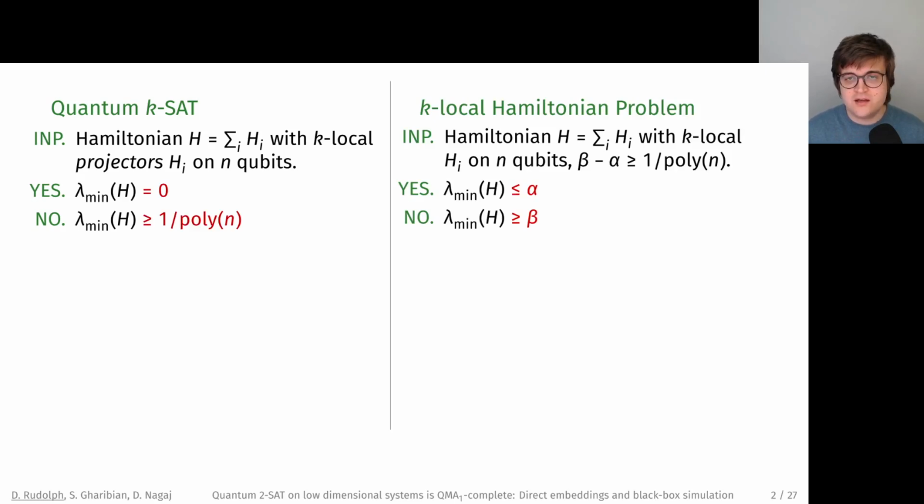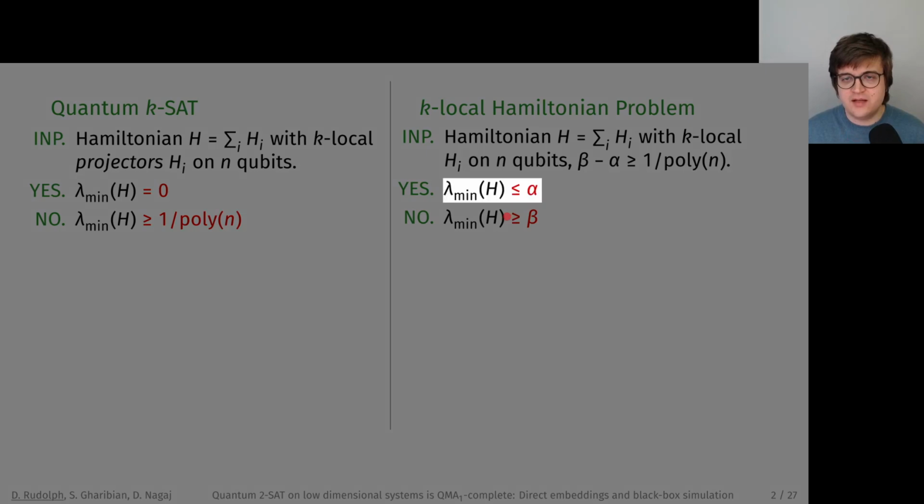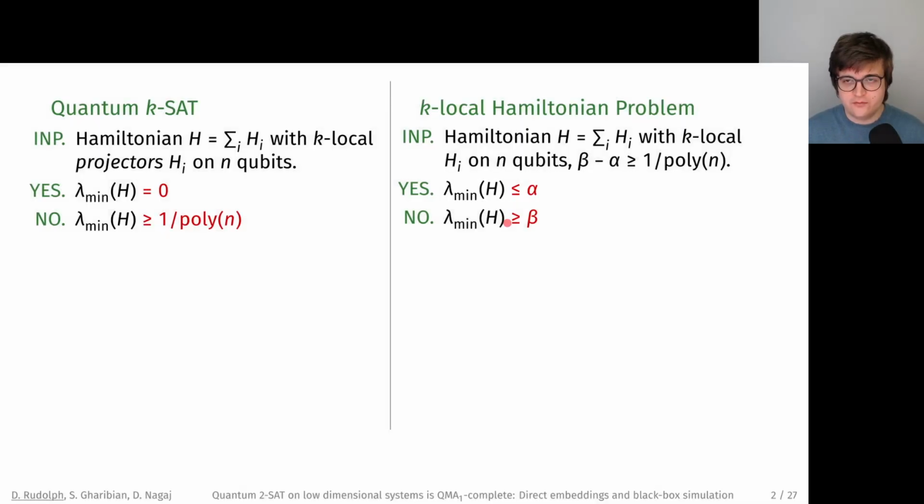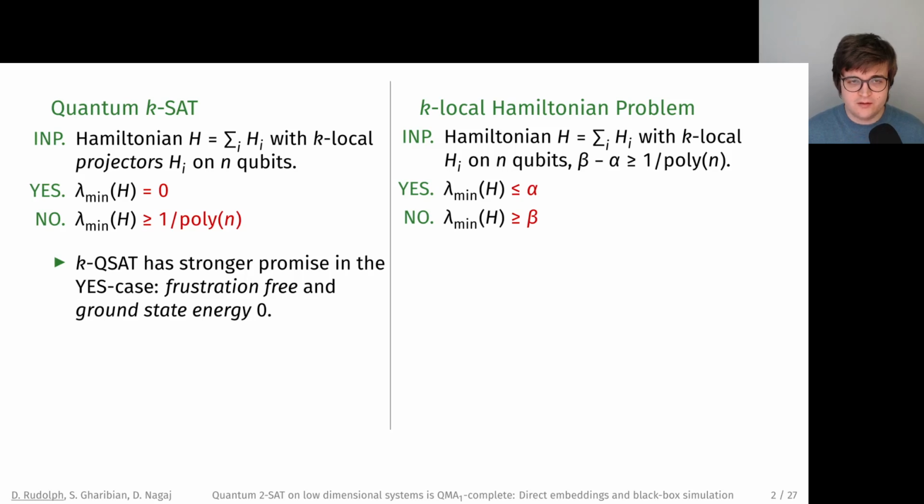In contrast, we also have the more well-known k-local Hamiltonian problem, where we don't have the restriction that the H_i are projectors, and we also have additional inputs beta and alpha. In the yes case, the only requirement is that lambda min of H is at most alpha. So we conclude that k-QSAT has a stronger promise in the yes case. The Hamiltonian must then be frustration-free, which means that all the local terms have a common ground state, and this ground state energy must be 0.